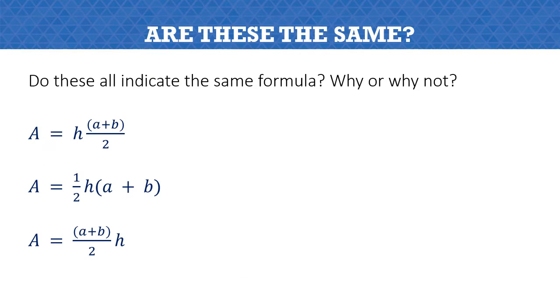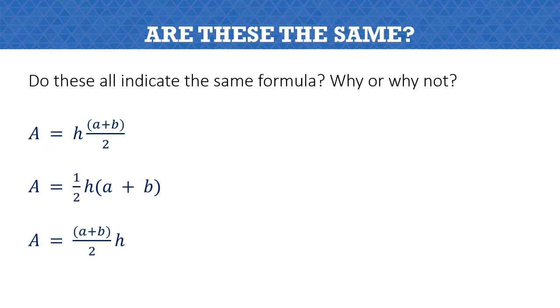Before we move forward, I want to take a look at something. Looking at these, are these the same formula? So do these all indicate the same formula? These are what we were just working with, the area of the trapezoid. A is equal to h times a plus b, all divided by 2.